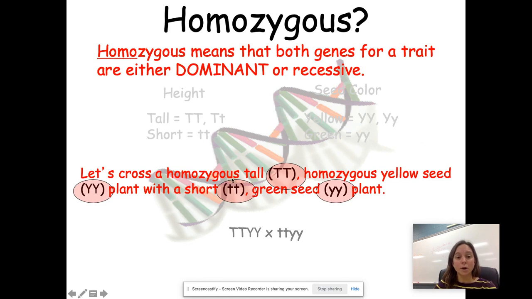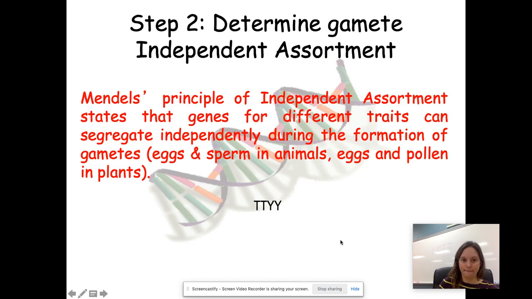So again, this homozygous tall gives me the capital T. The homozygous yellow gives me the capital Y. So that's parent number 1. And then the short, little t, and the green, little y. Now, because of independent assortment, these alleles will separate independently of one another.